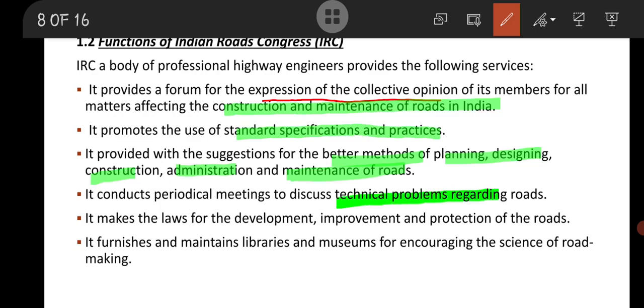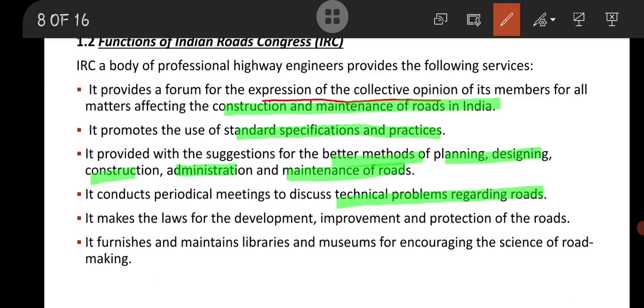technical problems regarding the road. Technical problems means the different problems we face on site during execution of the road. The solutions to these problems are also found by the IRC by conducting periodical meetings between their engineers.